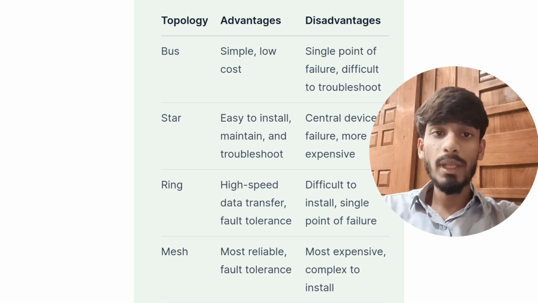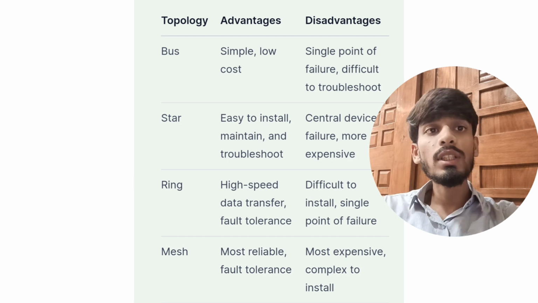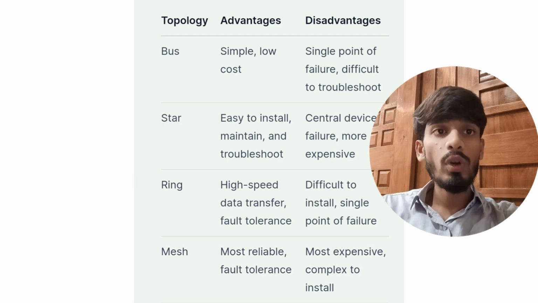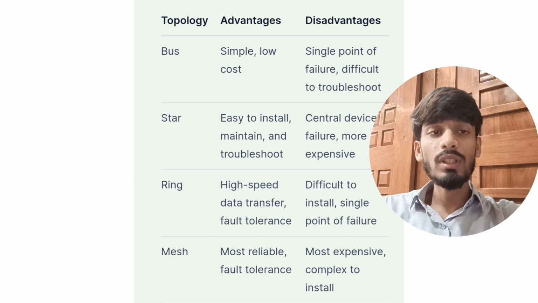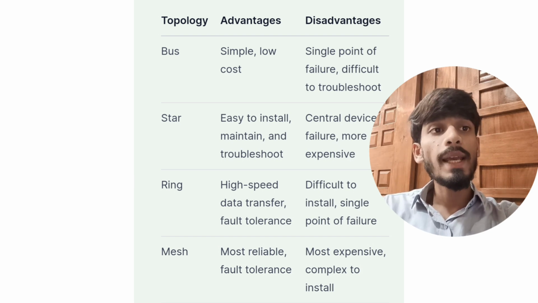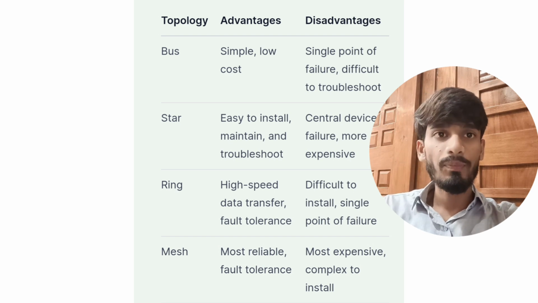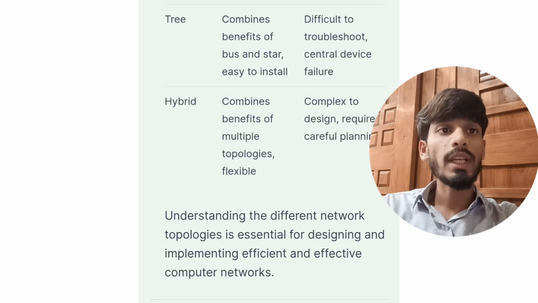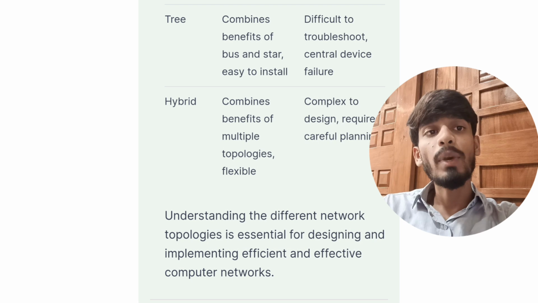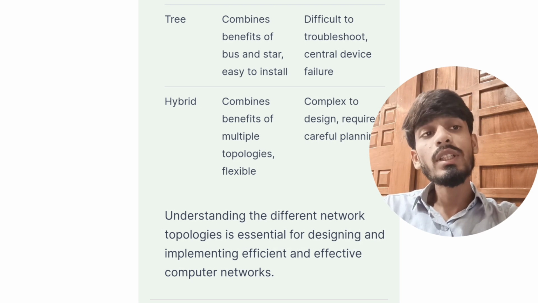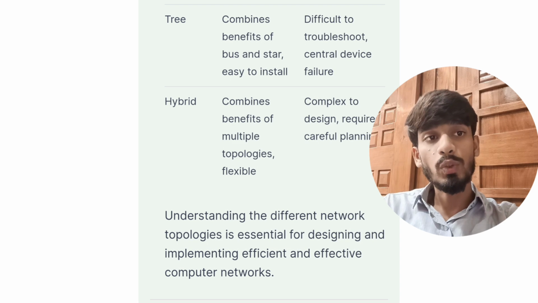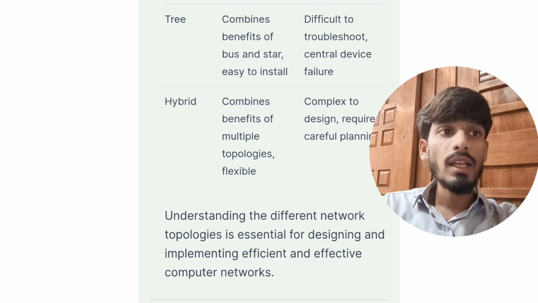Next is mesh topology. What are the advantages of mesh topology? It is more reliable and it has fault tolerance. What are the disadvantages of mesh topology? It is more expensive and it is complex to install. Next is tree topology. It combines benefits of bus and star, easy to install. But what are the disadvantages? It is difficult to troubleshoot and it has central device failure.